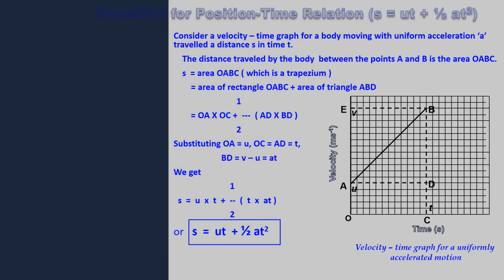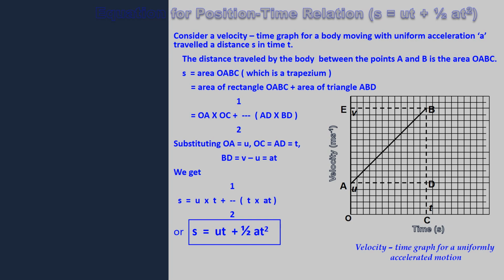Equation for position time relation, that is the second equation of motion, s is equal to ut plus half at square. Consider a velocity time graph for a body moving with uniform acceleration a, traveling a distance s in time t. The distance traveled by the body between the points A and B is the area OABC. S is equal to area OABC, which is a trapezium, which is equal to the area of rectangle plus the area of triangle ABD, which can be written as OA into OC plus half AD into BD.